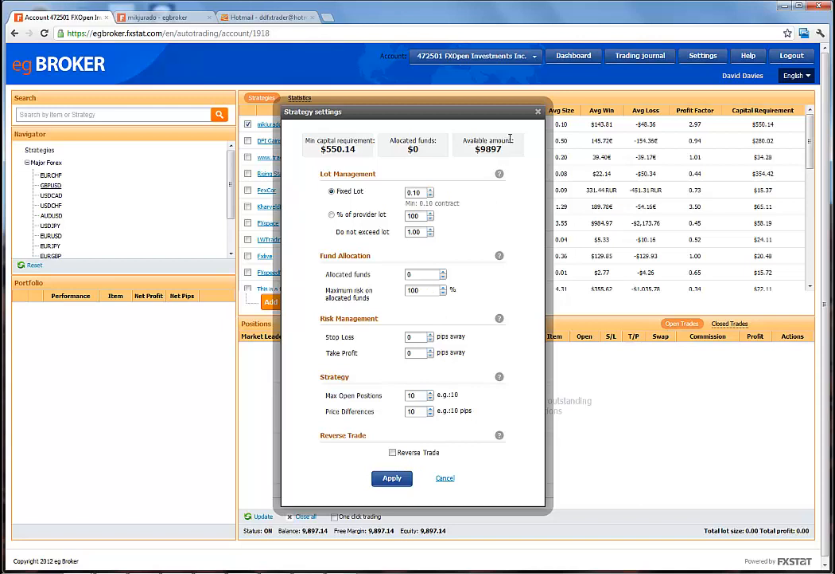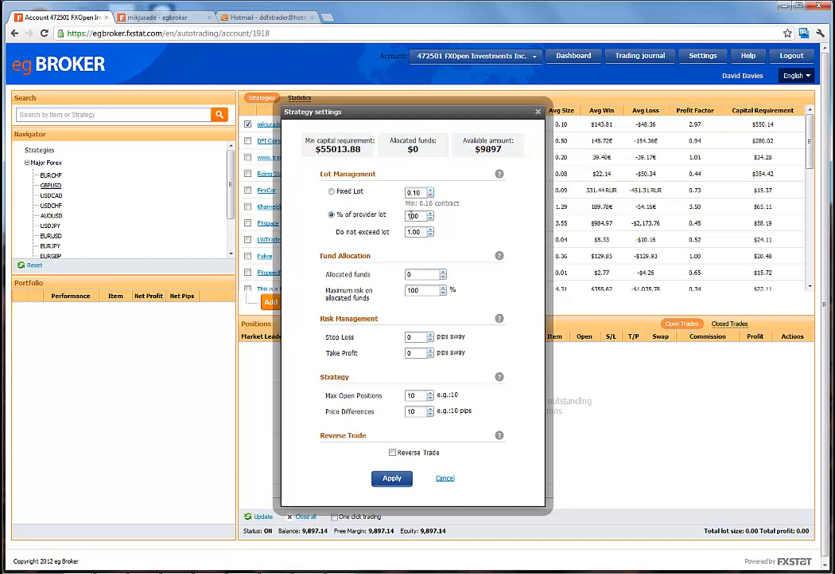On the top right-hand side, we have the available amount. This is the maximum amount available that we can allocate to this particular trader. On the left-hand side, we have the minimum capital requirement. This is the minimum amount that we have to allocate to this particular trader in order to be allowed to add him to our portfolio. Under lot management, if you select fixed lot, you are dictating that each trade you follow will be opened according to the lot size you specify, in this case 0.1 lots, regardless of the size of lot entered in by the signal provider.